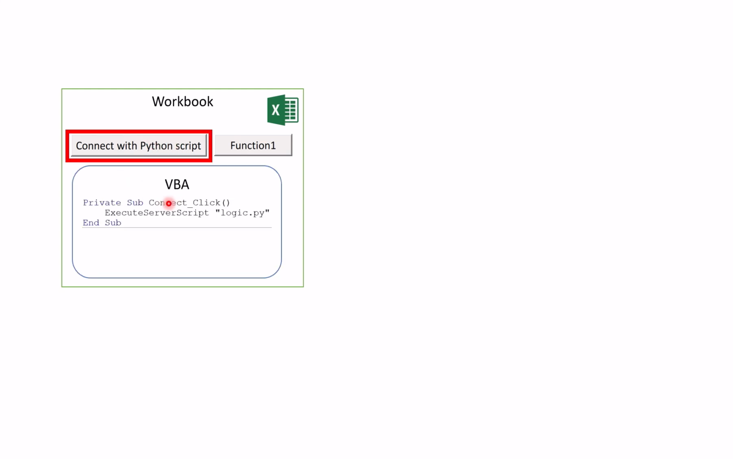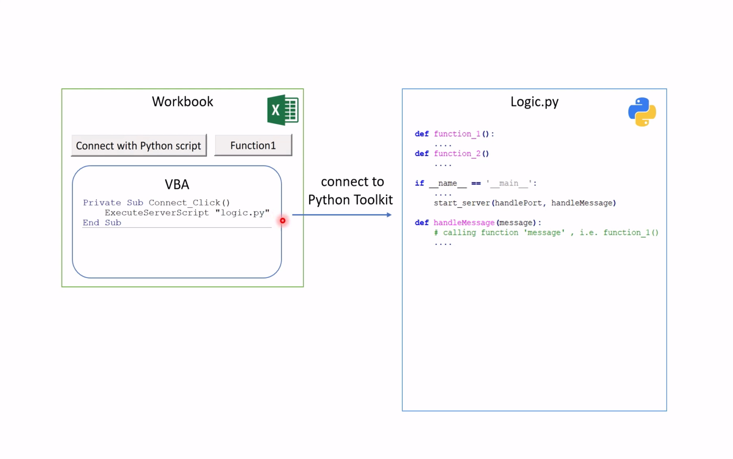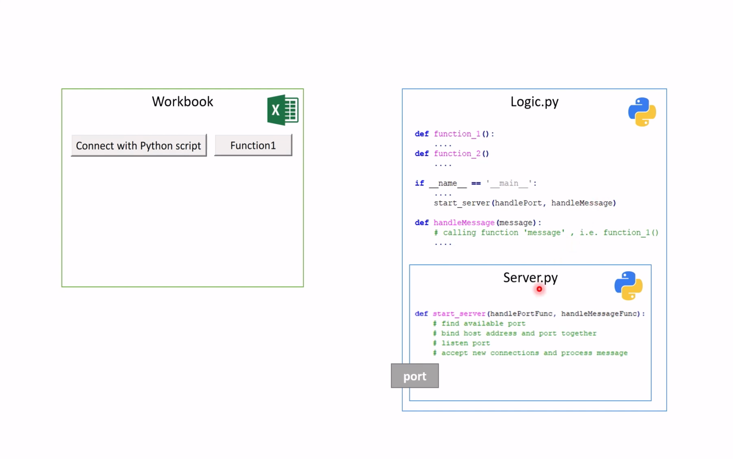Once I clicked, the VBA executed the following command, execute server script. And the name of this script is logic.py, passed as an argument. Inside this VBA command, VBA will call this logic.py file. And inside of this logic.py file, server.py also will be called.